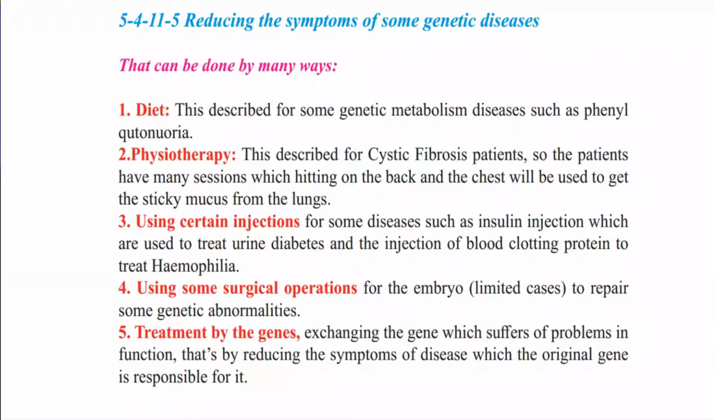So how do we reduce some symptoms of some genetic diseases? By diet. This is described for genetic metabolic diseases such as phenylketonuria.